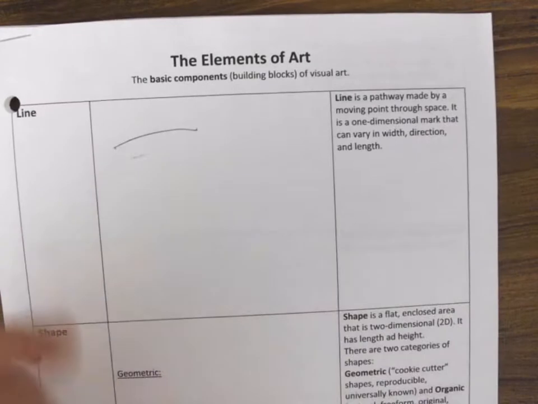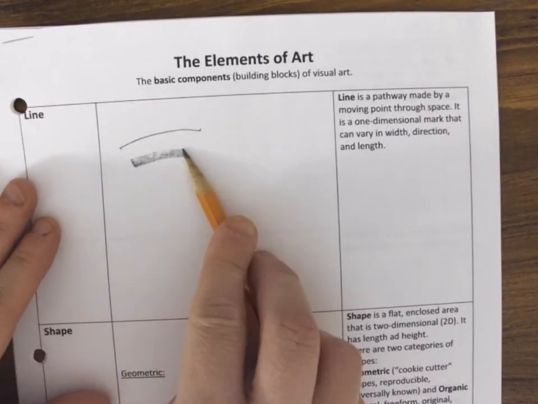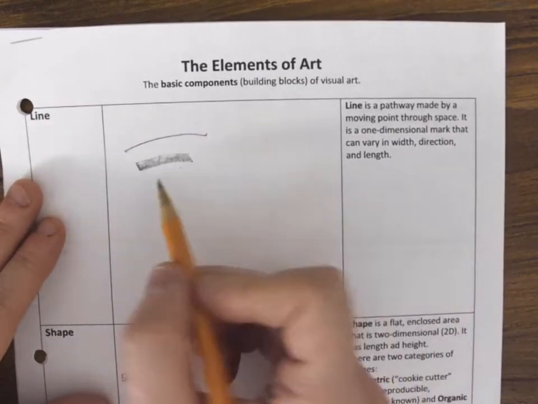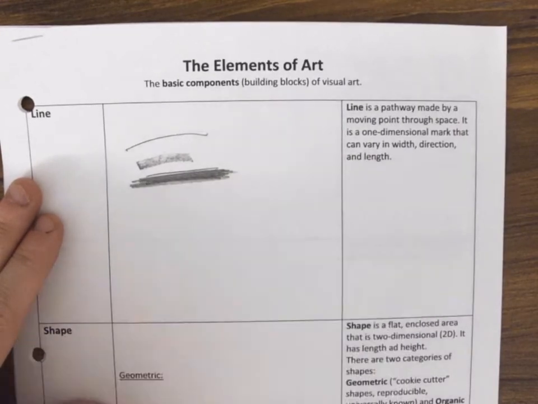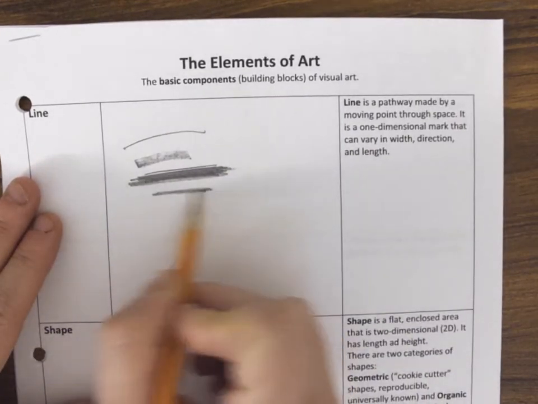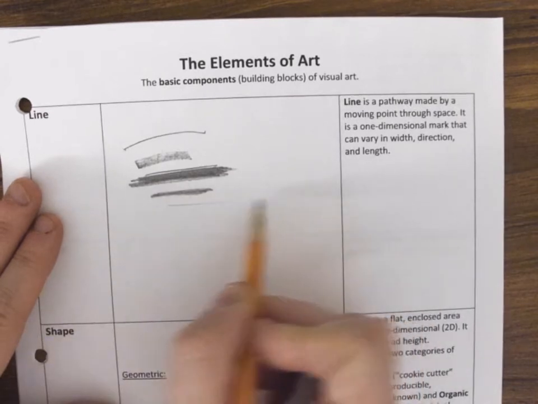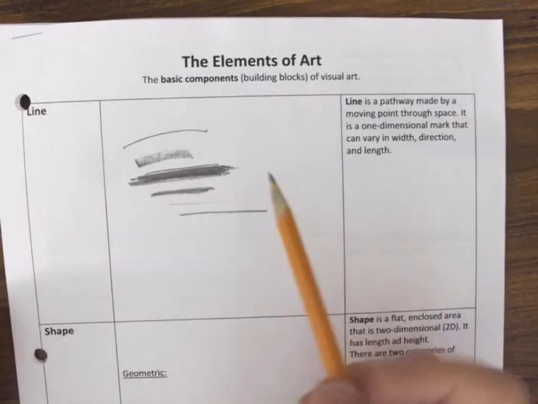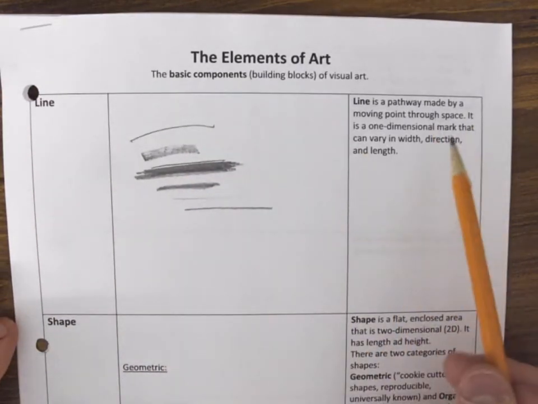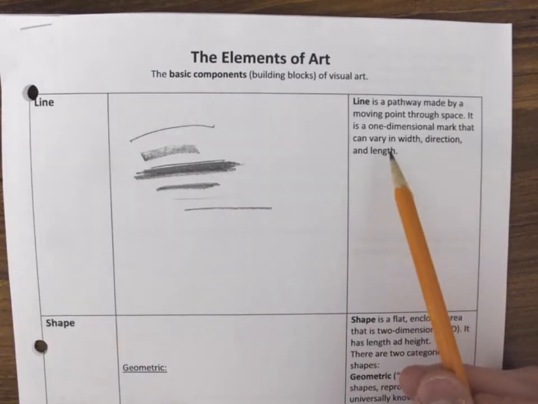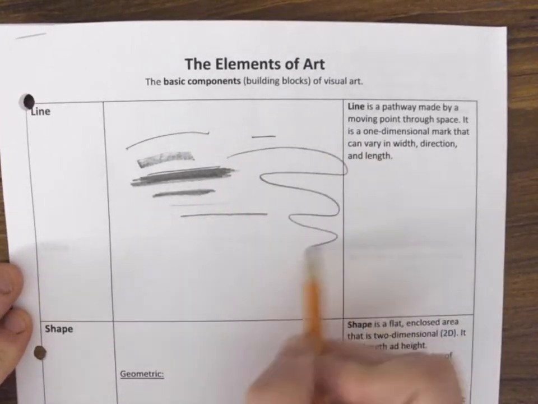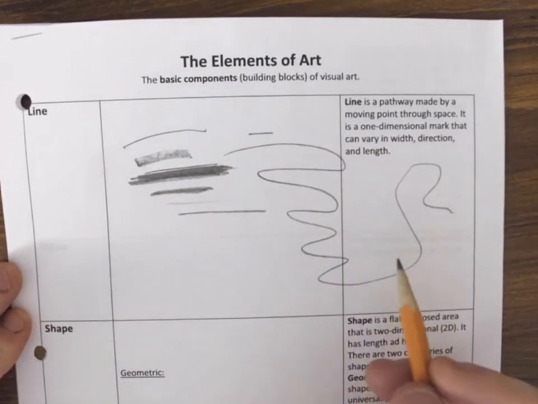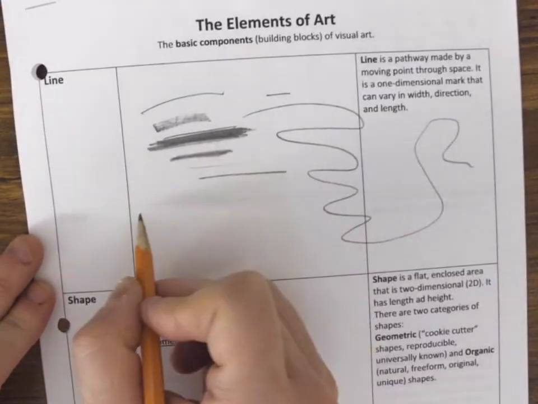It could be a thick line, it could be a really dark, bold, thick line, it could be a medium line, it could be a light line, it could be a dark line. So the idea is that you can have all kinds of lines that vary in width, direction, and length, okay? So you can have a short line, or you can have a really long line that lasts forever. You can have a dotted line.